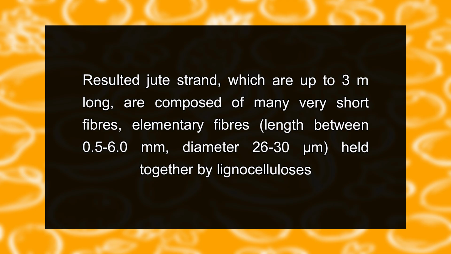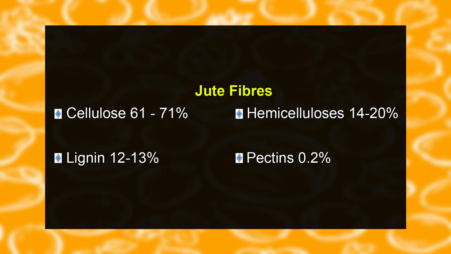The plants are retted by the same method used for flax. The resulting jute strands, which are up to 3 meters long, are composed of many very short fibers, elementary fibers, of length between 0.5 to 6 millimeters and diameter 26 to 30 micrometers, held together by lignocelluloses. The fibers contain between 61 to 71% cellulose, hemicelluloses 14 to 20%, lignin 12 to 13%, and pectin 0.2%.